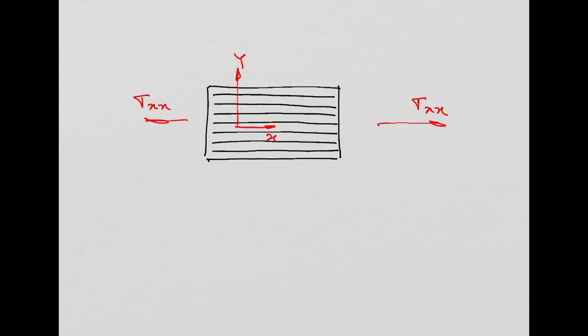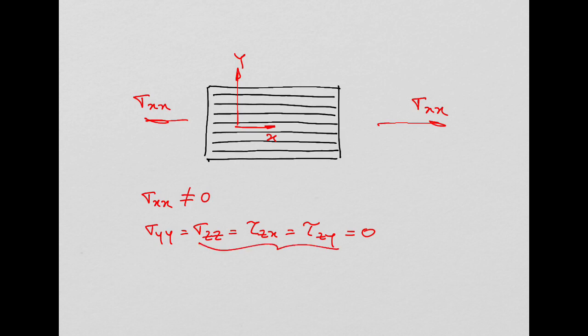So you will have a sigma XX, which is going to be a load different from zero. We are going to have sigma YY equal to sigma ZZ equal to tau ZX equal to tau ZY equal to zero. Right? So this here is from the plane stress assumption.